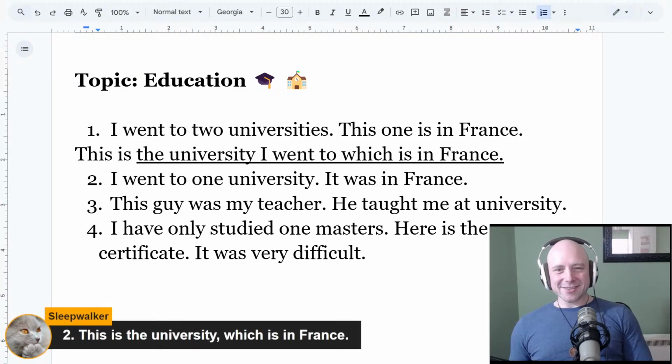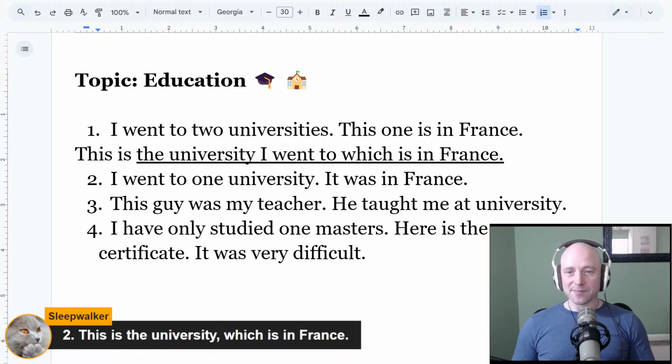Now, Sleepwalker, sorry to pick on you, but we do have some problems here. You've said this is the university, which implies the one and only one university. Now, in some context, that might work, but out of context, it sounds a little strange. Because it's like you're saying there is only one university in the world. So we need before that to have a sentence like, I went to one university. This is the university. And then extra optional information, which is in France.